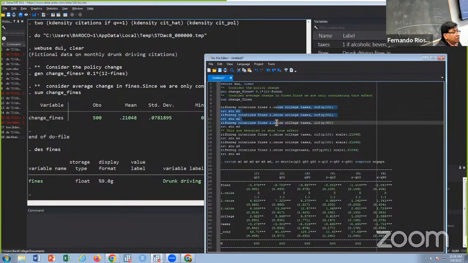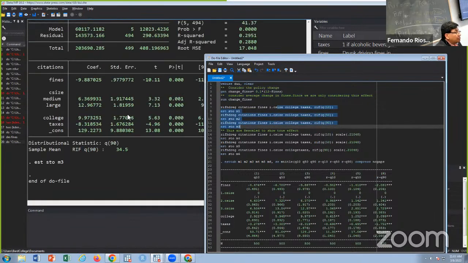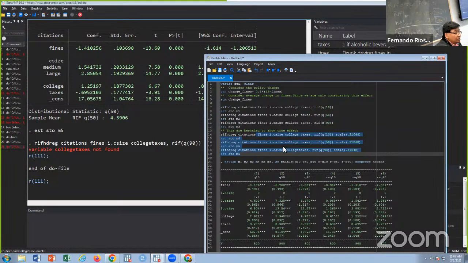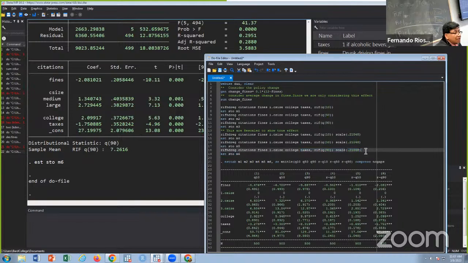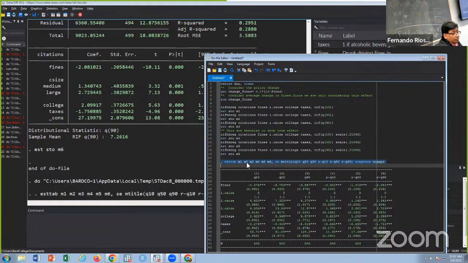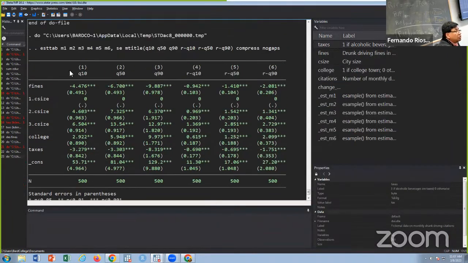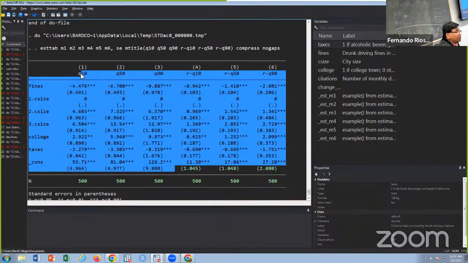So the first regressions estimate the regression model straightforwardly. The other three that I have here estimate the model rescaling all the coefficients by this factor that I found before. The only reason why I want to do that is to make the interpretation of the fines coefficient straightforward. Okay, so let me concentrate on these ones first.